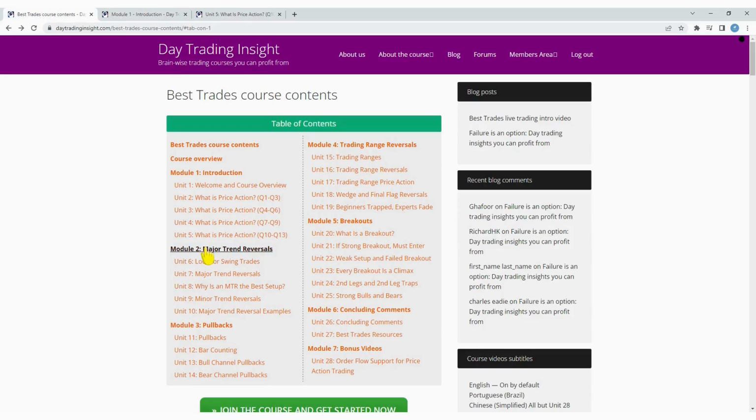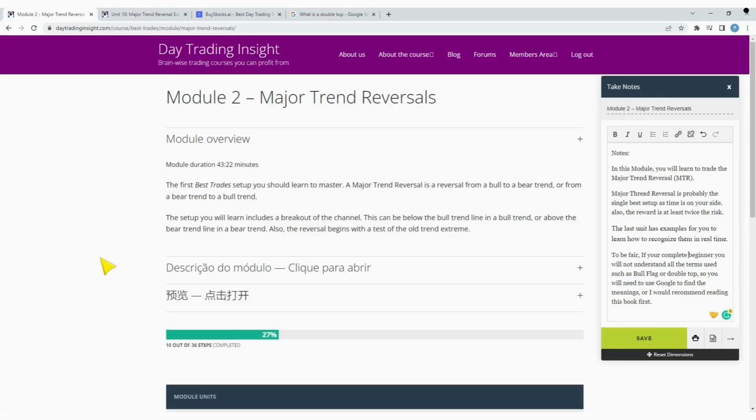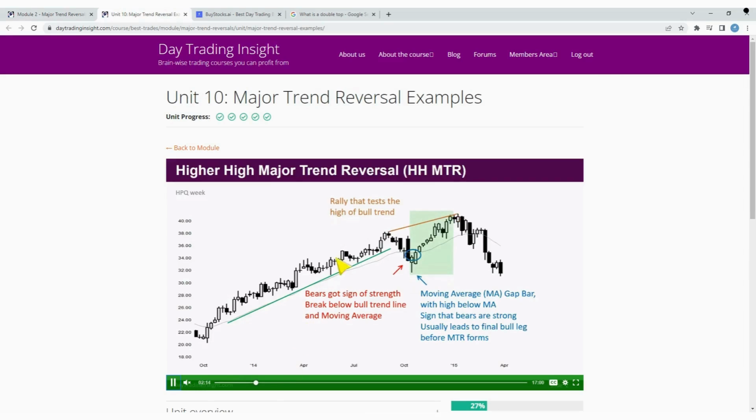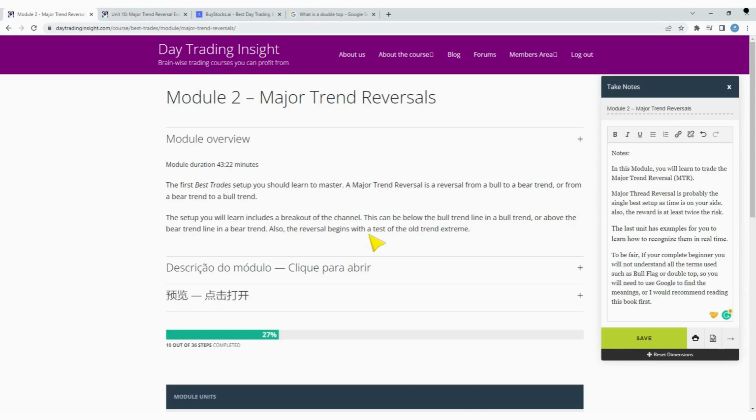So the next part is the first major trend reversal, and this is the first trading strategy that he recommends and will teach you about. Okay, so I just finished the second module. It's about 42 minutes, and in this module you'll learn about major trend reversals. Now it's well illustrated, as you can see here. It's quite technical, so if you're a complete beginner, you may have to do a little bit of studying as you complete this course, but for experienced traders, you should have no problem.